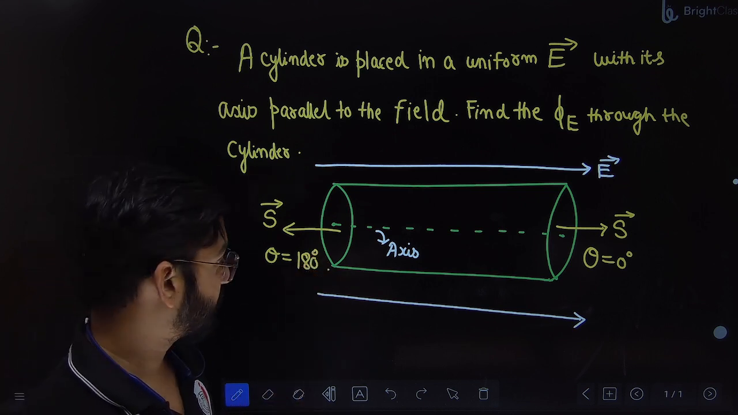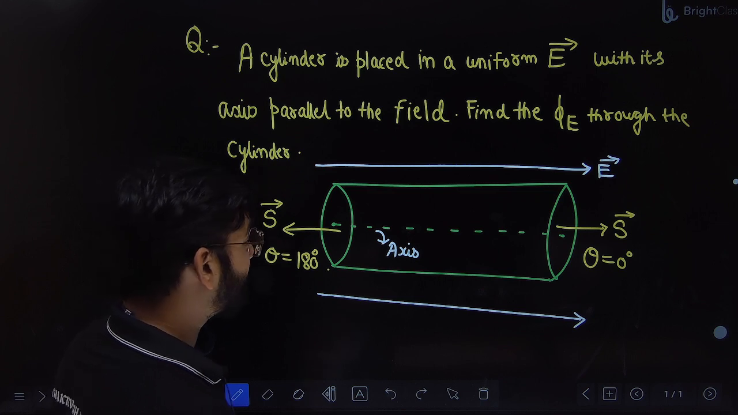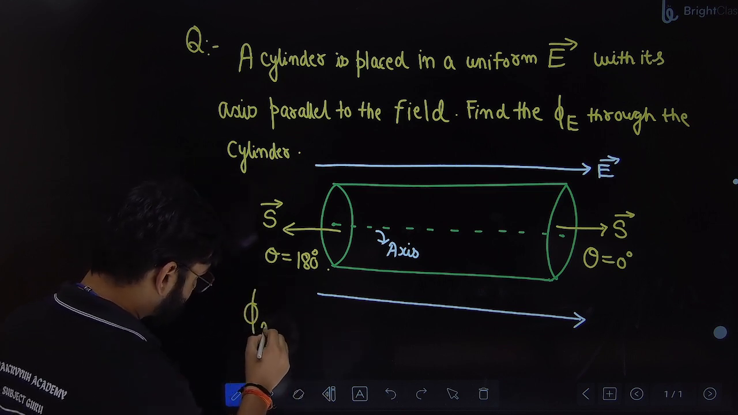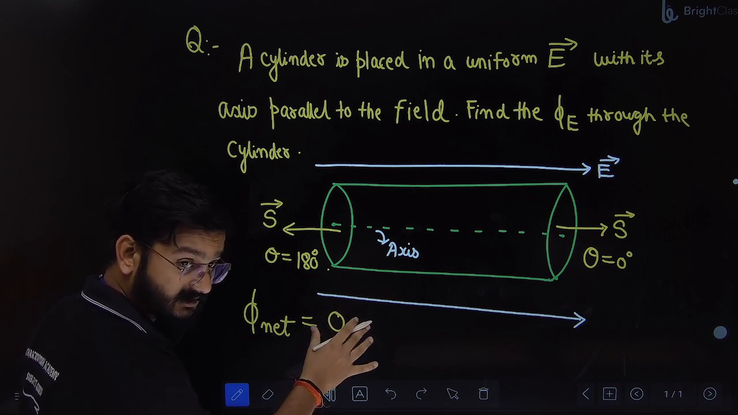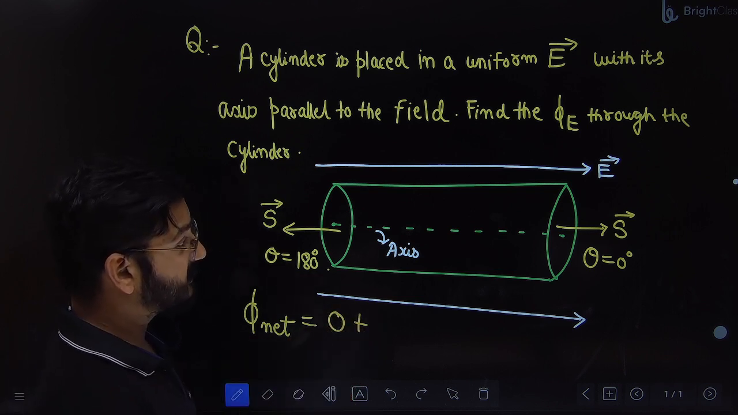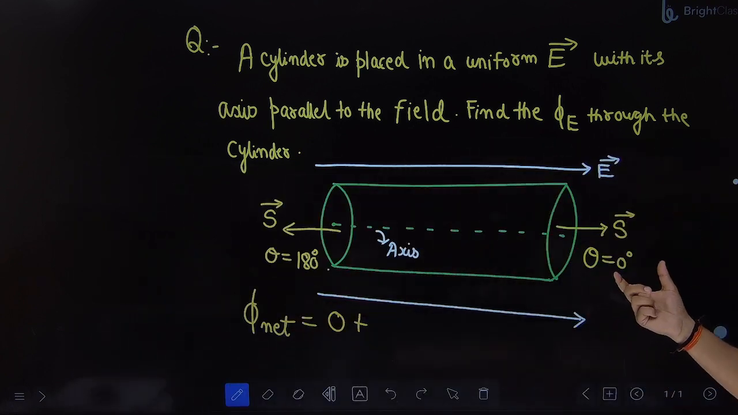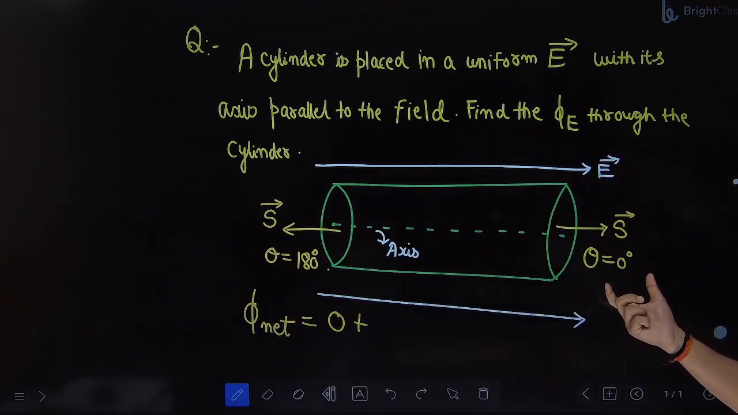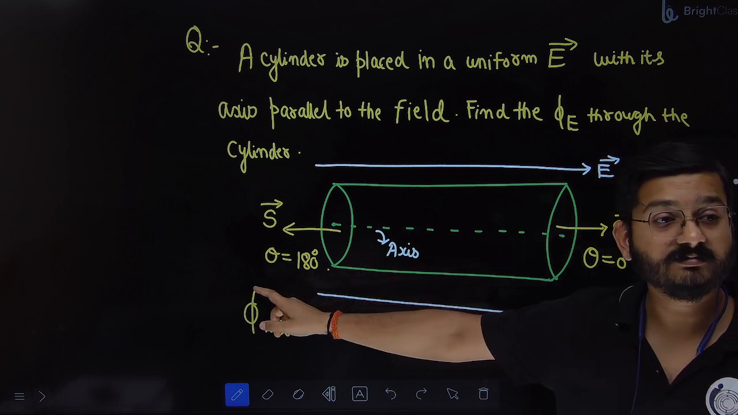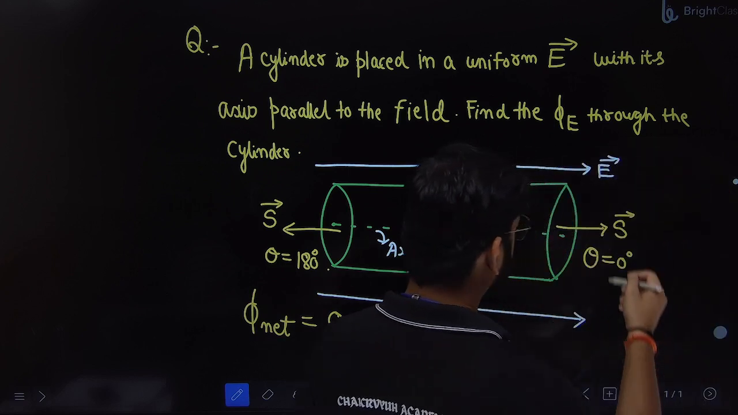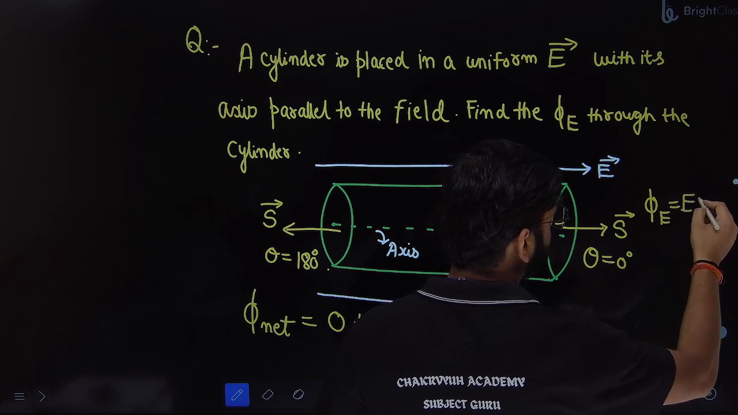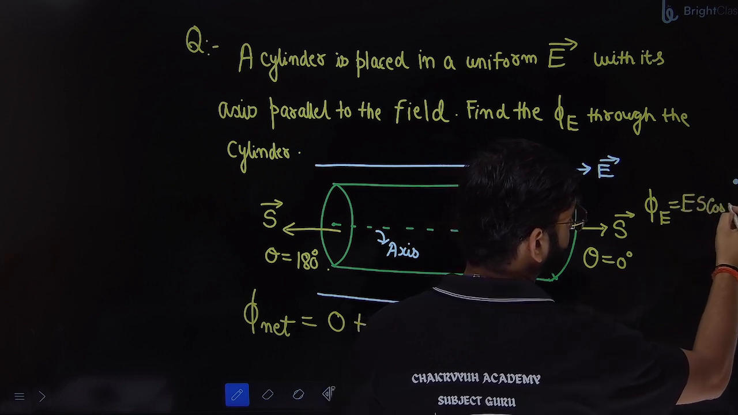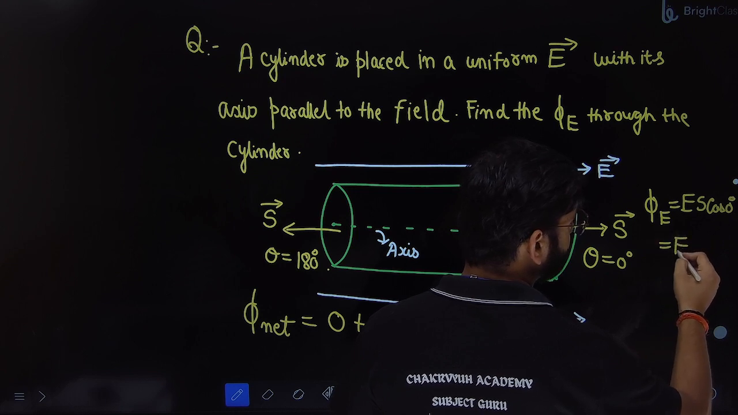All clear? Now, the net flux. Because of the curved surface, I'm directly writing 0. So for cos 0, will the electric flux be positive or negative? Positive. Cos 0 is 1. Cos 180 is minus 1. If I write the electric flux here, it will be E S cos 0. It will be E into S. And what is the area?